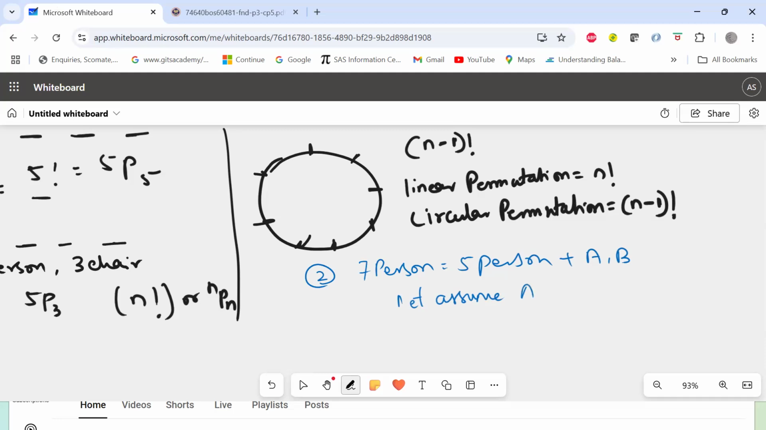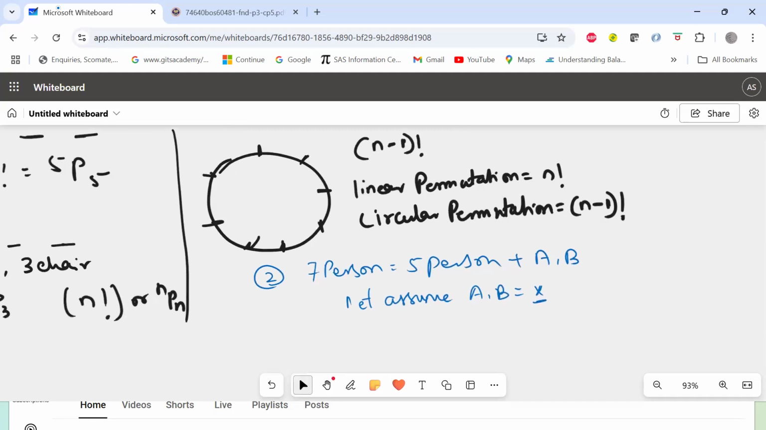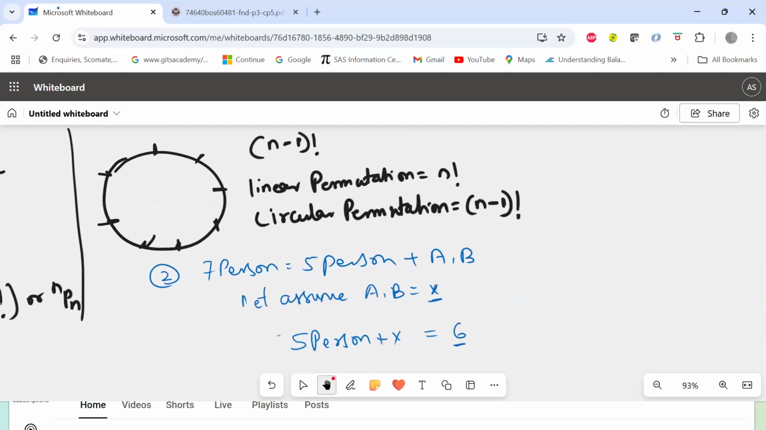Let's assume A and B as X. Don't consider them as two different people; consider that they're the same person. So how many people do you have in total? You have 5, and then you have X. X means A and B. So you have a total of 6 people. In how many ways can 6 people sit in a circle?